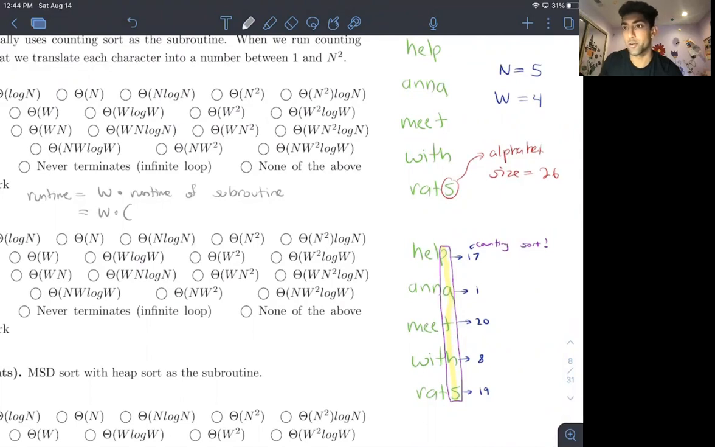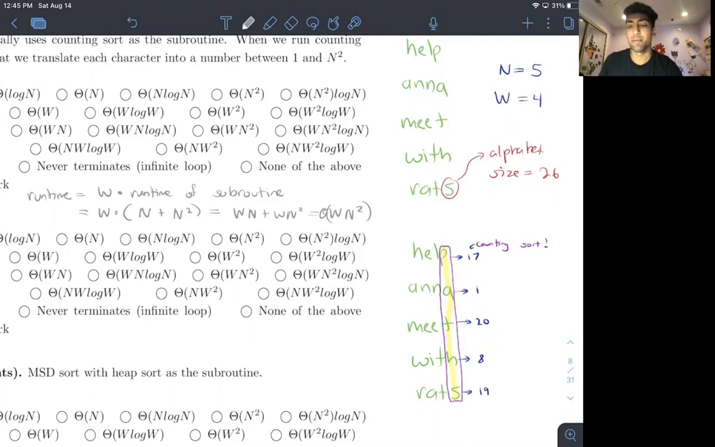So the runtime of counting sort is N plus R, where R is the size of our radix. In this case, our radix is of size N squared. So our runtime is W of N plus W of N squared, which is dominated by the W of N squared term. And this is the runtime in both the best and worst case, because in LSD radix sort, the runtime in best and worst case is the same.